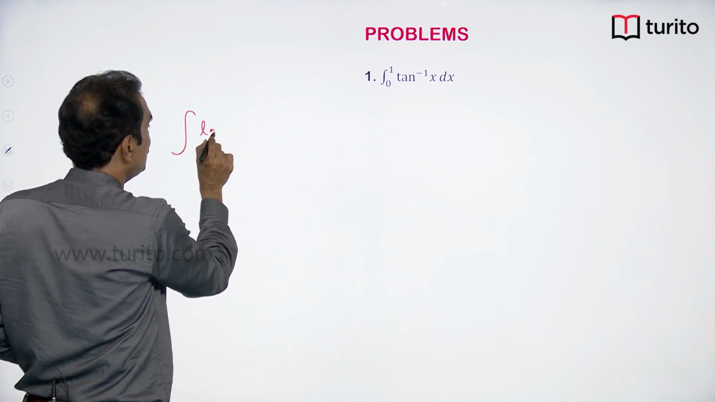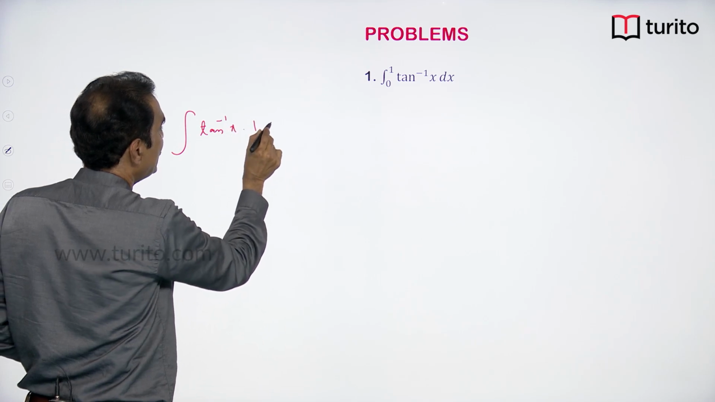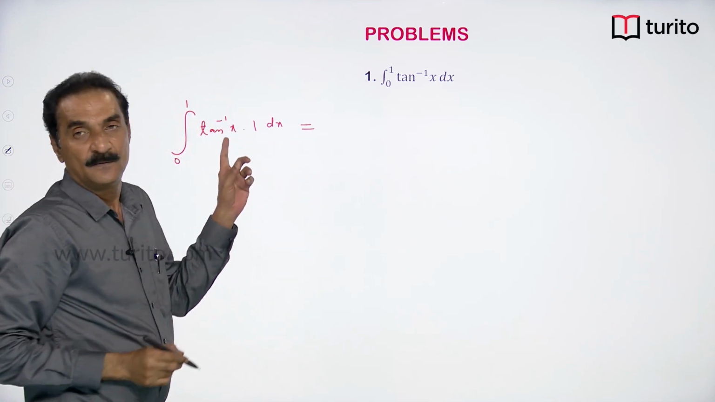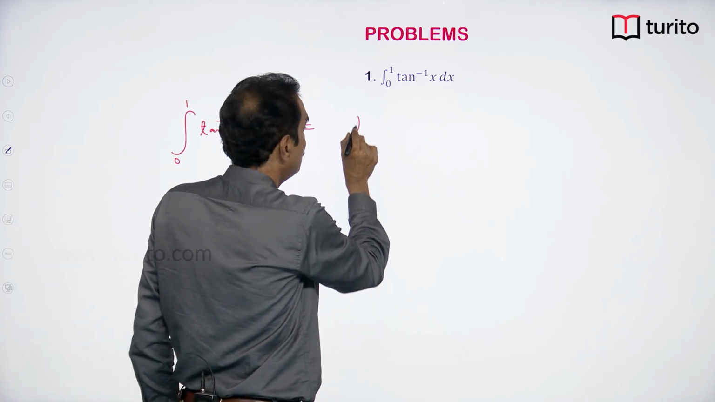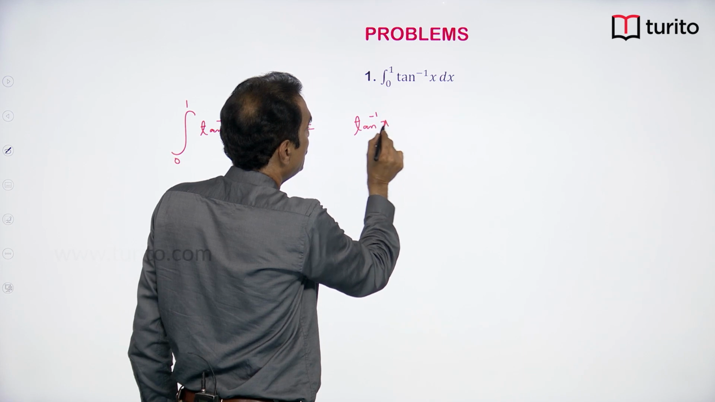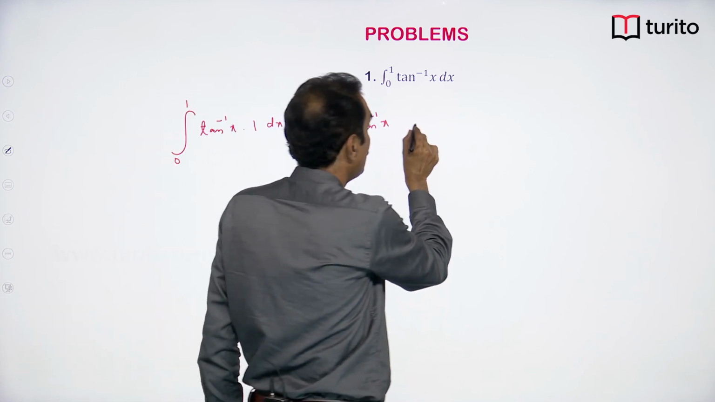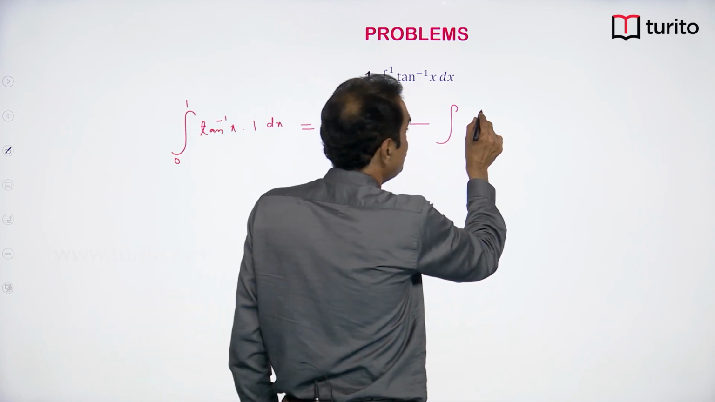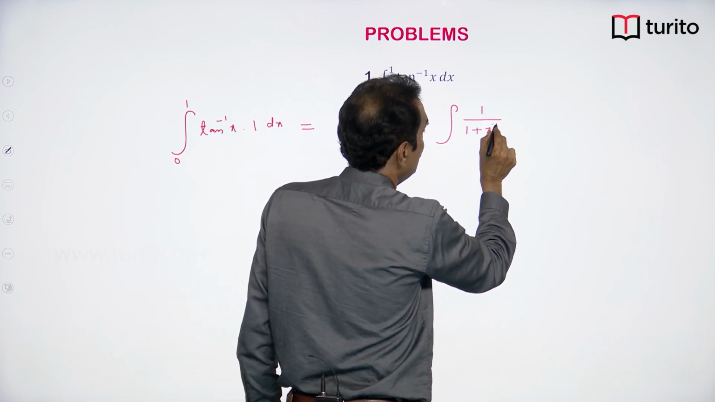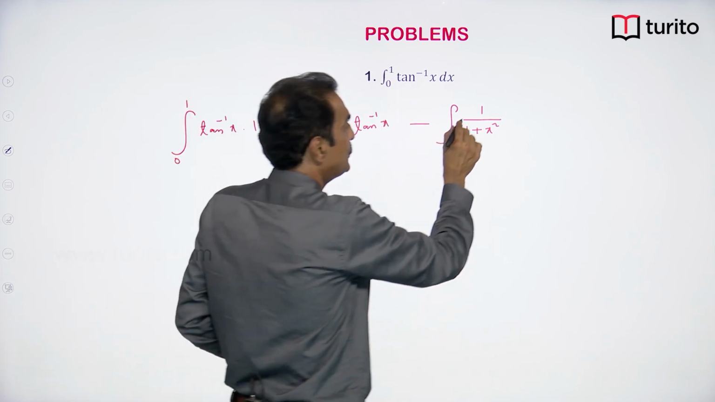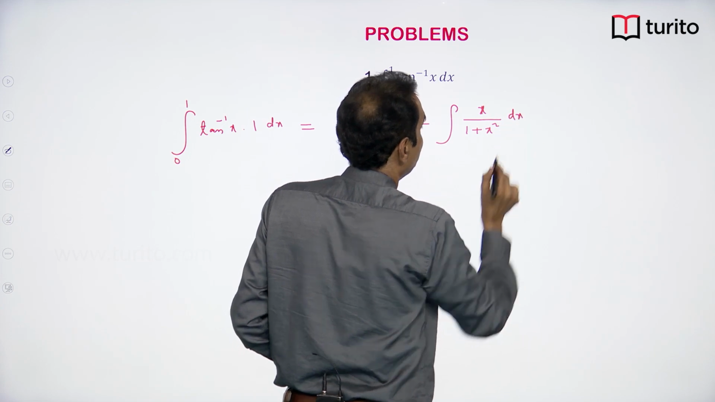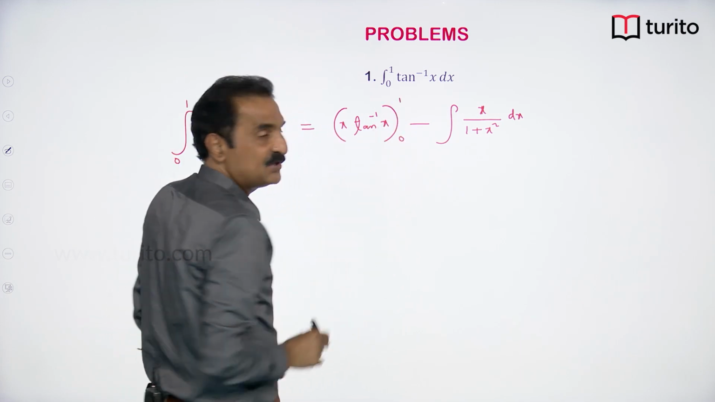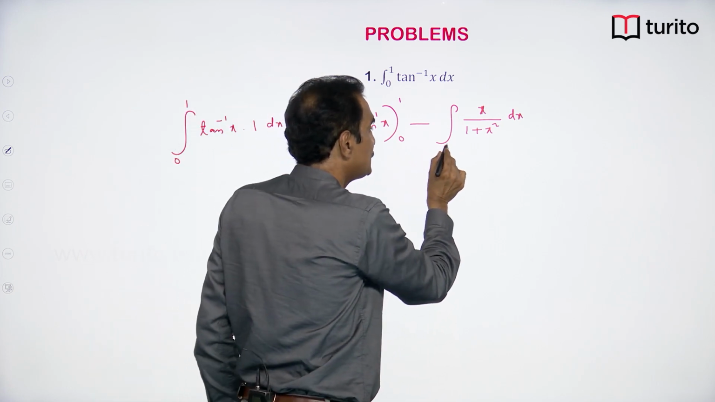Take tan inverse x as first function and 1 as second function. Integrate it by parts. First function into integral of the second, that is tan inverse x into x minus integral of derivative of the first function into integral of the second function. Derivative of the first function is 1 by 1 plus x square into integral of the second function is x. So you will get x by 1 plus x square dx. But when there are limits 0 to 1, we have to write limits 0 to 1 like this for first part, and for this integral also we have to write the limits 0 to 1.